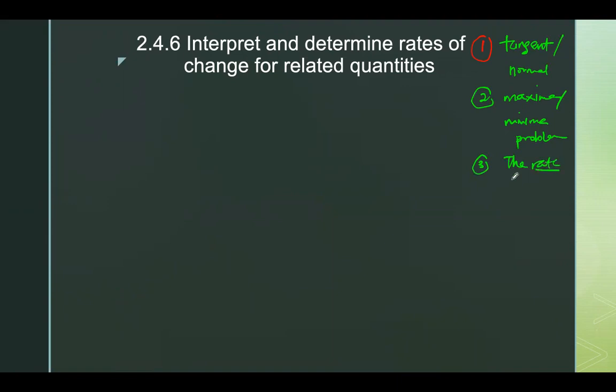The rate of change. When you look at the word rate, that means it has something to do with time. Then the last one will be approximate change. All of these are quite simple if you know the basics of differentiation. Okay, so let's go through the notes.